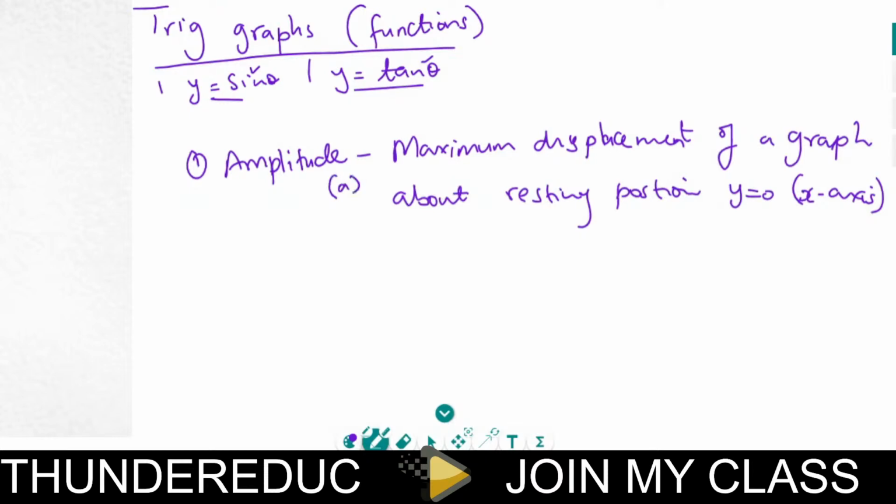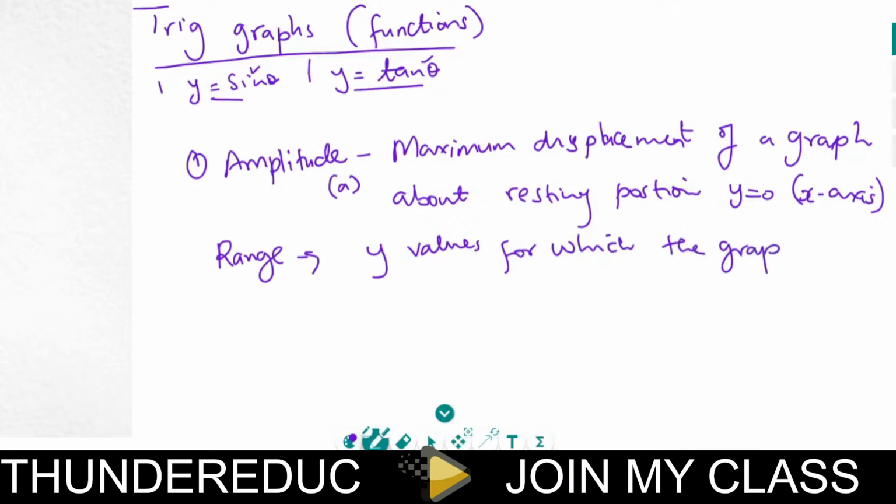Then we also have what we call the range, and the range is basically the y values for which the graph is valid, regardless of whether it's a tan, a cos, or basically sine. So y values for which the graph is valid or exists. So some values the graph can pass through, some values the graph doesn't. So we only need the maximum and basically the minimum points along the y.